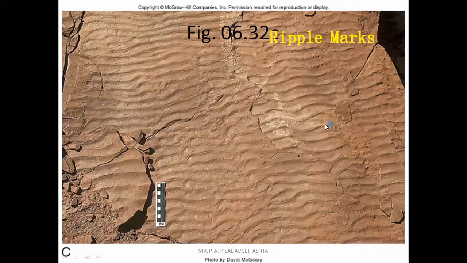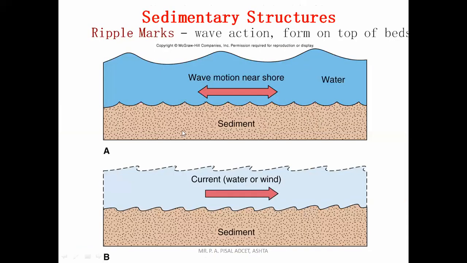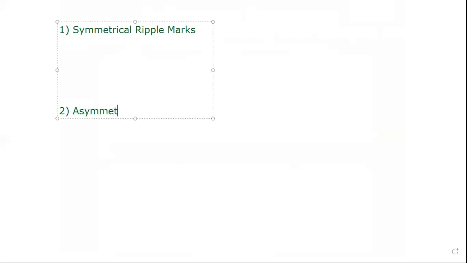Okay. Now these ripple marks are of two types. Just a minute, I want to show you. The ripple marks are of two types. The first type is considered symmetrical ripple marks, and the second type is the opposite of that, asymmetrical ripple marks. Okay, symmetrical ripple marks and asymmetrical ripple marks.